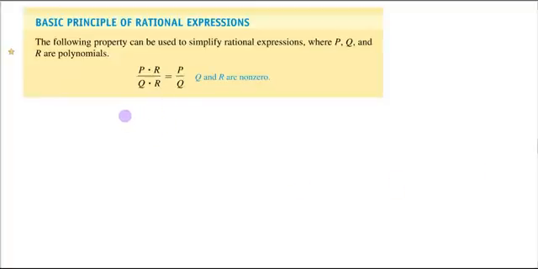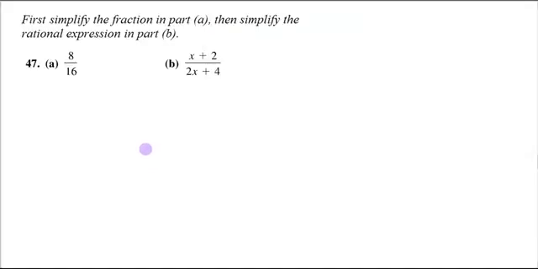The following property can be used to simplify rational expressions where P, Q, and R are polynomials. Okay, so these are just like the numbers were, except now they're polynomials. Still, it's being multiplied. They're canceling out the r's because it's that factor of 1, and we get P over Q. And Q and R are non-zero just because they're in the denominator, and we know that we don't want zeros in their denominators. So we're going to simplify. First, we're going to simplify some fractions, and then we're going to simplify some rational expressions and kind of look at the similarity between those.